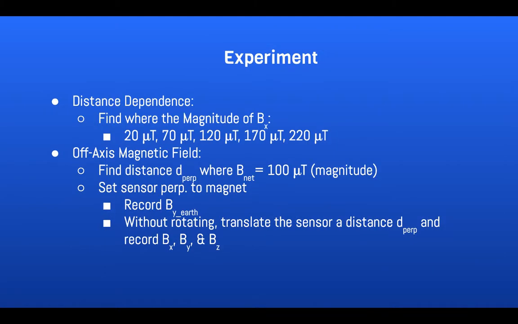Onto the experiment. With the sensor parallel to the magnet, I found and measured the distance with the magnitude of dx for the following values listed. Then for the second half, my phone was perpendicular to the magnet and I found d perp, where the net magnetic field was 100 microtesla, as measured by Earth. Then I moved my sensor vertically the distance I found along a perpendicular meter stick and measured the x, y, and z components of the magnetic field. Keep in mind that after each trial, I zeroed out the x component.